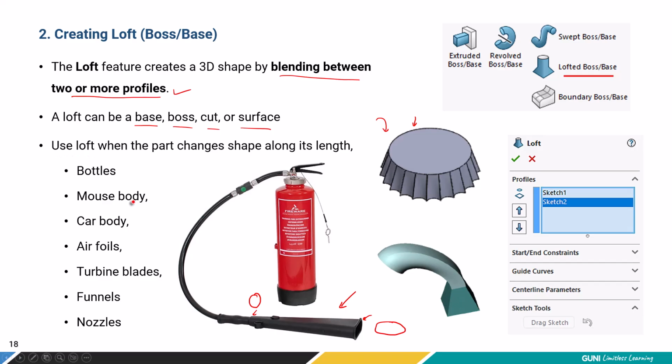So loft is useful to create shapes like a bottle, mouse body, car body, airfoil, turbine blades, funnel and nozzle, where there is a transition between two different profiles. When you start the loft, the property manager offers a lot of settings. The first part is you have to choose the profiles. You can order the profile selection. Then we have to learn what the start and end constraints are, how the guide curves affect the overall shape of the loft feature, and then we'll discuss the centerline parameters.